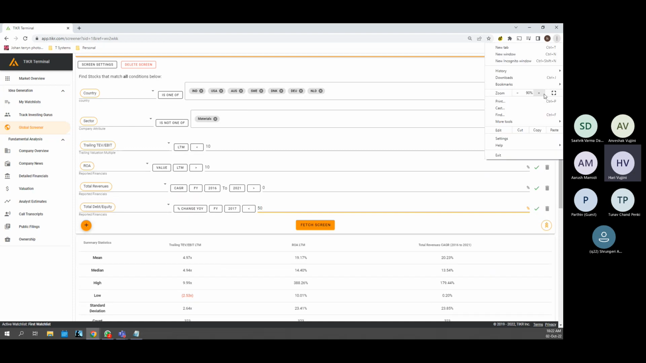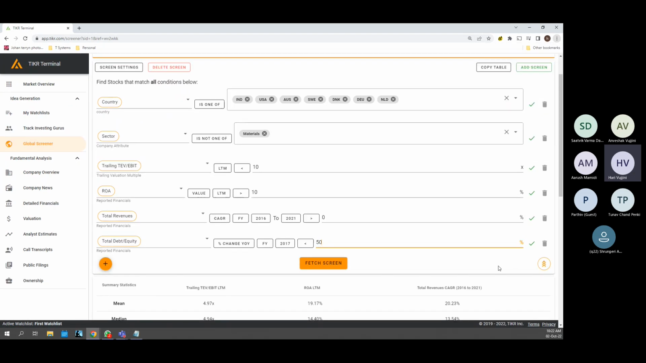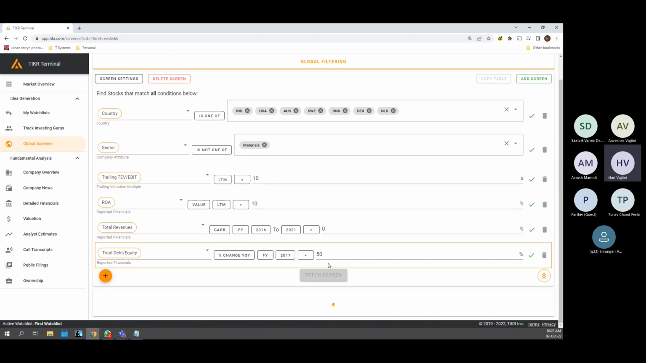Can you see the screen? Or should I increase it? Yeah, I can also increase. Okay, so it's a percentage value. So I'm giving less than 50%. So now I'm asking again to fetch the companies.